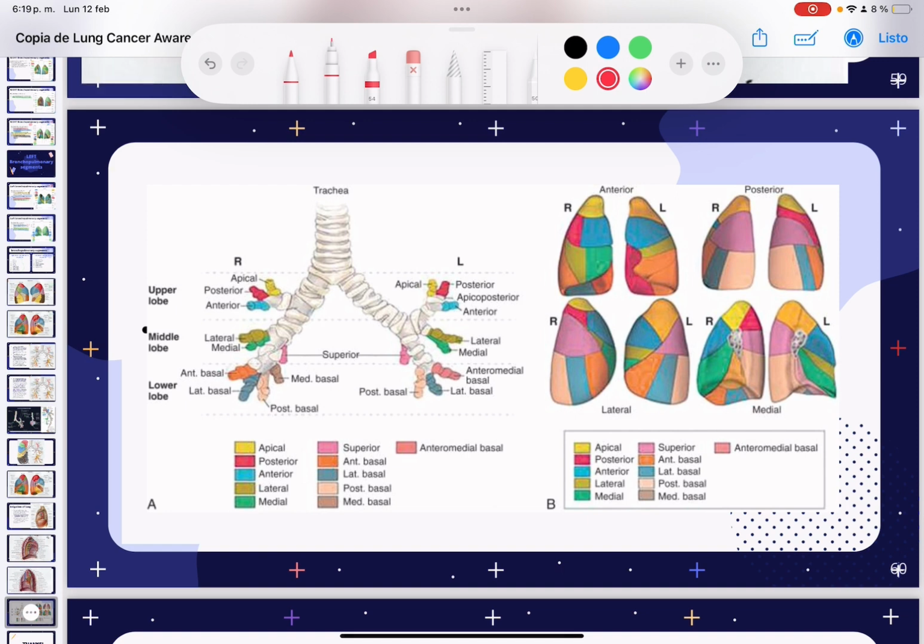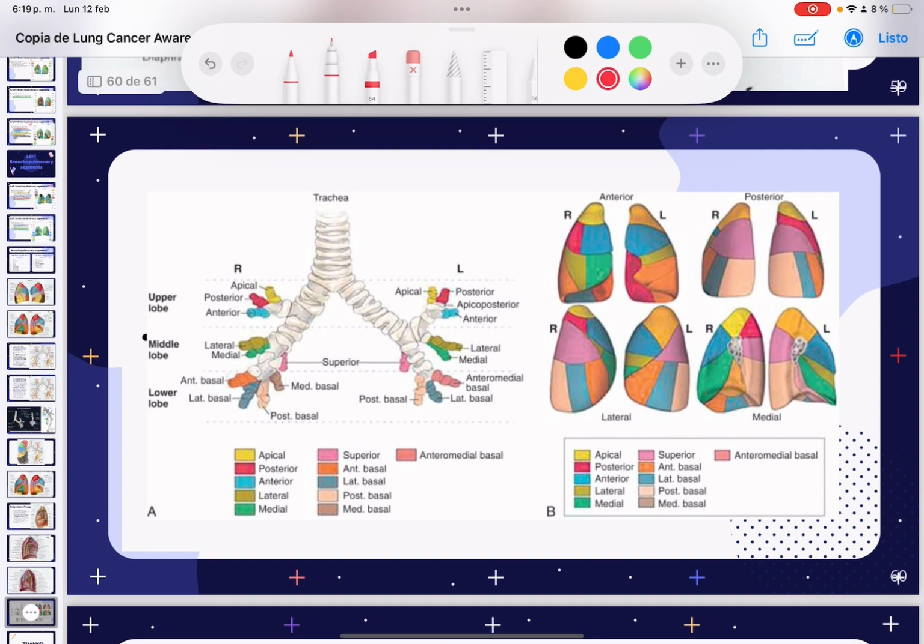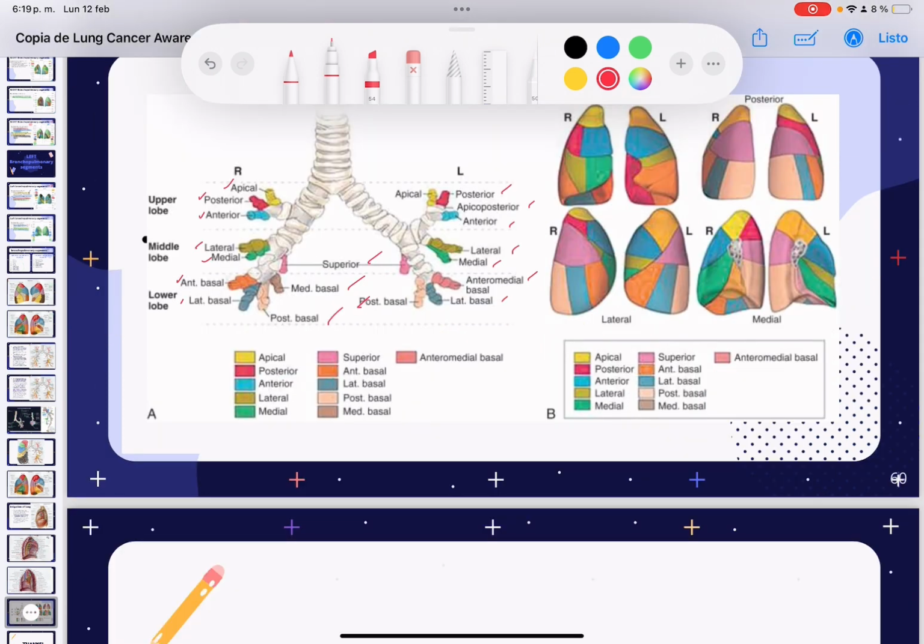In the lungs, we have the segments that we already talked about: apical, posterior, anterior, lateral, medial, anterobasal, anterolateral, posterior, apical, posterior, anterior, lateral, medial, anterobasal, anteromedial basal and lateral basal, posterobasal, medial basal, superior. 1, 2, 3, 4, 5, 6, 7, 8, 9, 10, apical.